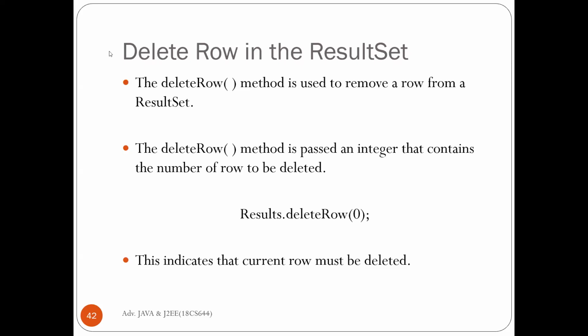Next we shall see the delete row option. In order to delete a row in the result set, there is a method called deleteRow. This deleteRow method is used to remove a row from the result set. This method is useful when, while processing, we want to remove some of the rows. Using this way we can eliminate the row from future processing in our program.